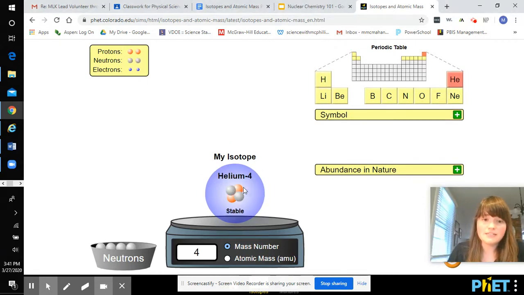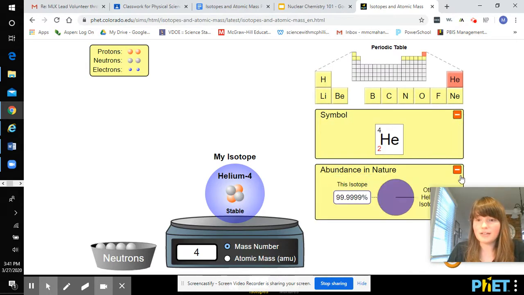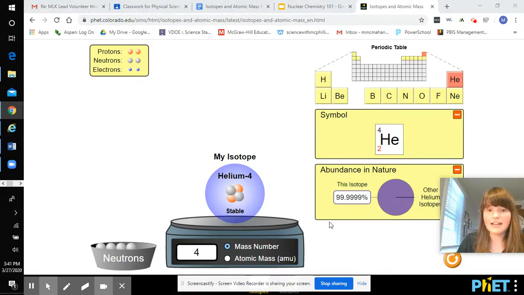You see that the difference in helium is now it has two of these little red spheres which represent protons. So it's got 2 protons and it has 2 neutrons. That's stable. I'm going to click the plus sign for the symbol and for the abundance in nature. You see 99.9999% of atoms of helium are helium-4, meaning it's got 2 protons and 2 neutrons.